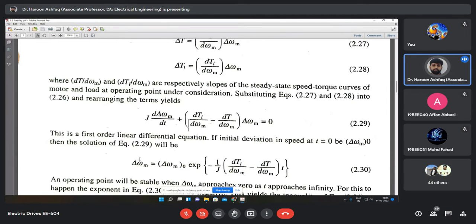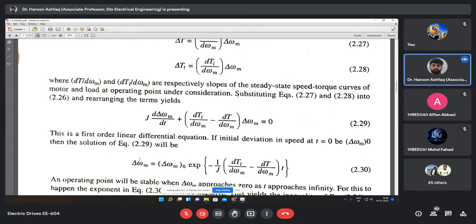Say put it at infinity. So the condition for this is that if you solve this first order differential equation in terms of delta omega, and you find the conditions for which delta omega goes to zero as t tends to infinity, this will give you the condition for which the system is going to be stable or not.